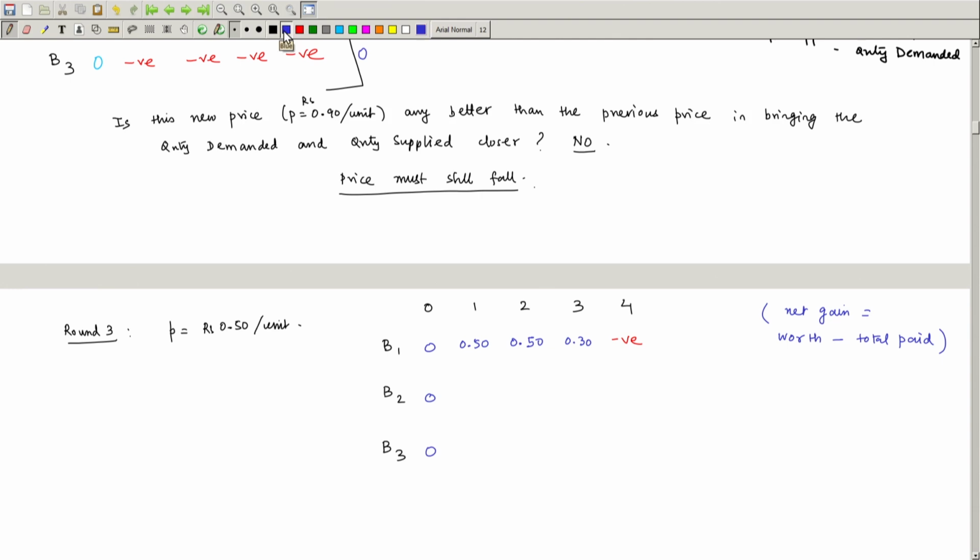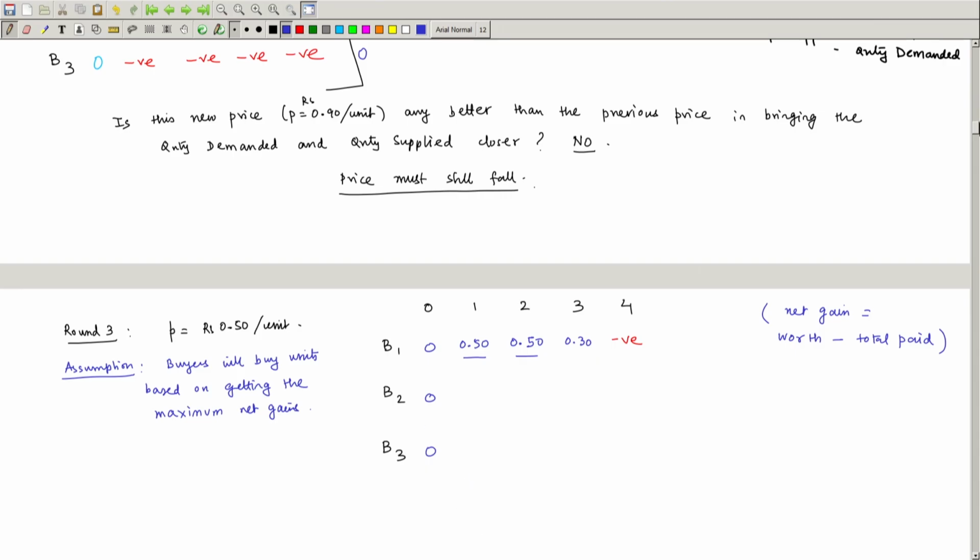So, we are going to impose the assumption on the model that buyers will buy units based on getting the maximum net gains. Right? That tells us that for buyer 1, the maximum out of these numbers is 0.5. So, his net gains are going to be maximized when he buys either 1 unit or 2 units.